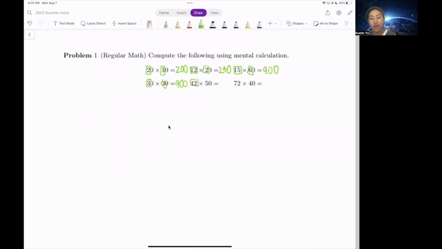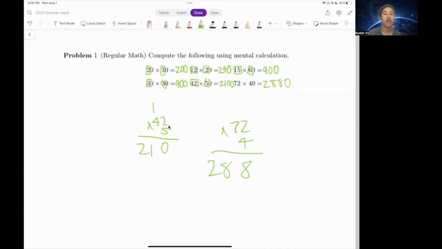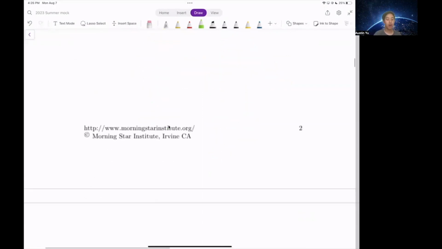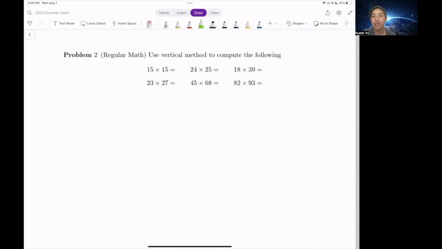42 times 50, we multiply 42 and 5 together. We first multiply 42 times 5. 2 times 5 equals 10. Carry over the 1. 4 times 5, 20, 21. So 210, we add on the 0 from the 50, 2100. And finally, 72 times 40, we essentially just do 72 times 4. 2 times 4 equals 8, 7 times 4 equals 28. So 288, add the 0 from the 40, 2,880. And that's problem 1.